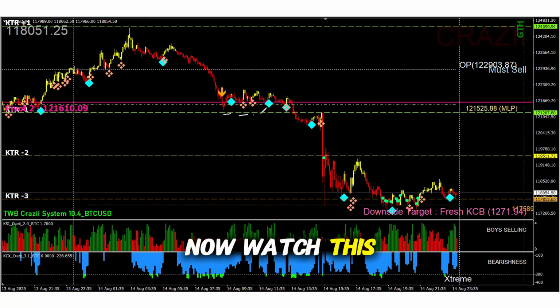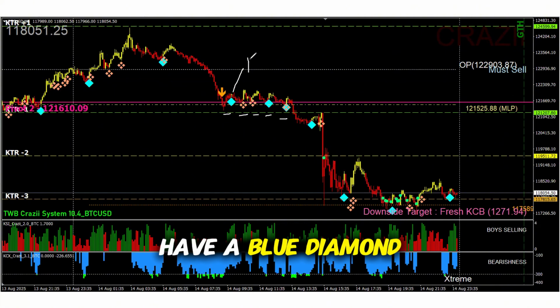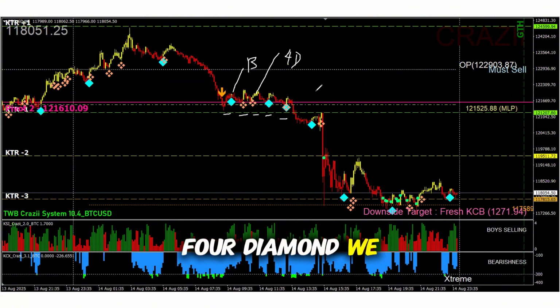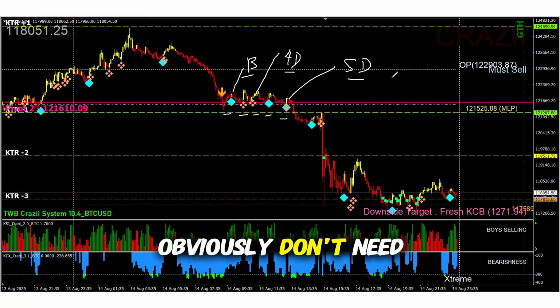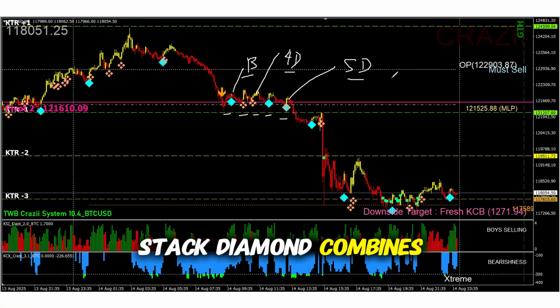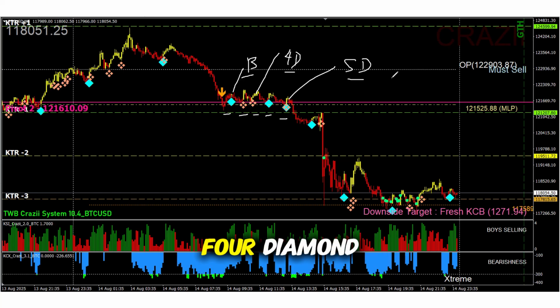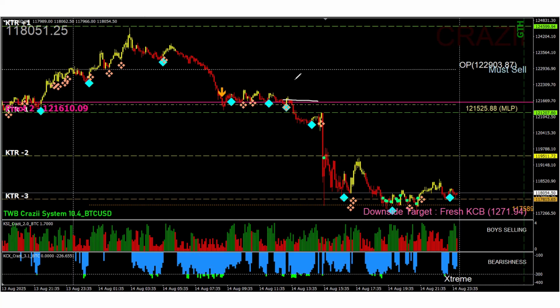Now watch these diamonds here. We have a blue diamond, we have a 4 diamond, we have a stack diamond. Now, obviously, you need to know which are more powerful. Obviously, a stack diamond. A stack diamond combines two things, the blue diamond and the 4 diamond criteria, coming in together. Because of that, if the market cannot even go above a stack diamond, then the opposite of it will be a sell. Exactly my point. So you see my point now?